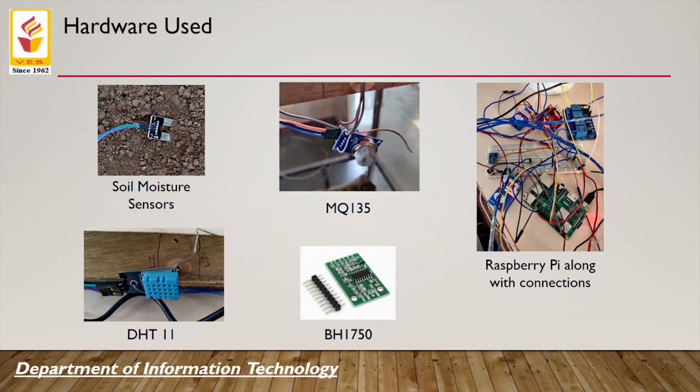DHT11 is used to keep track of the temperature and humidity of the entire system. It acts as a 2-in-1 sensor by providing both the temperature and the humidity at the same time, thus reducing cost and complexity of the system. The air quality sensor used is MQ135, which returns the air quality index, and the reason for choosing this sensor is the accuracy it offers with the AQI that it returns back.